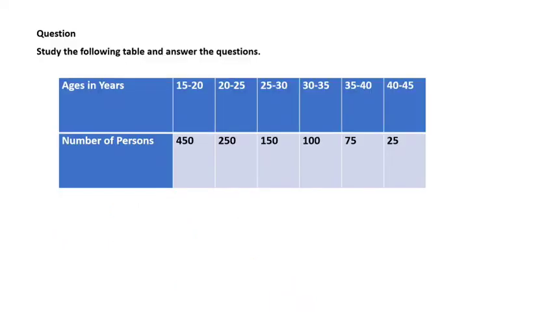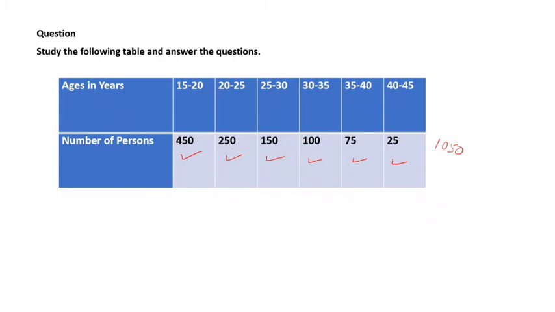So here is your next question. Study the following table and answer the questions. Ages in years: 15 to 20, 20 to 25, 25 to 30, 30 to 35, 35 to 40, and 40 to 45. And number of persons: 450, 250, 150, 100, 75, and 25. So total it becomes 450 and 250 is 700, 850, 950, 1025, 1050. So total we have 1050 people.